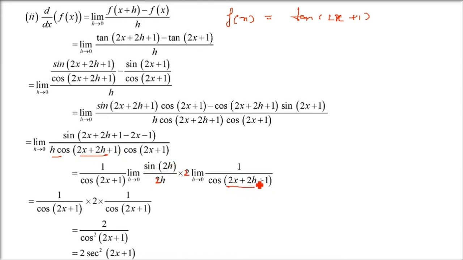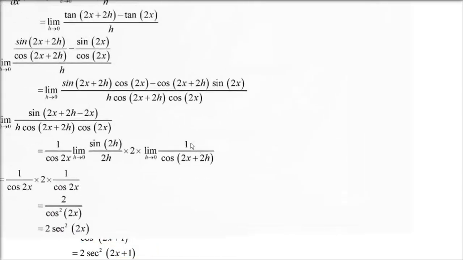So what about this? Cos(2x plus 2h plus 1). Now put h as 0. So you'll get 1 by cos(2x plus 1). This is 1 by cos(2x plus 1). This is going to be 1. Only 2 will remain, so 2 is already there. Now cos square(2x plus 1) can go up. So 2 sec square(2x plus 1) will come.